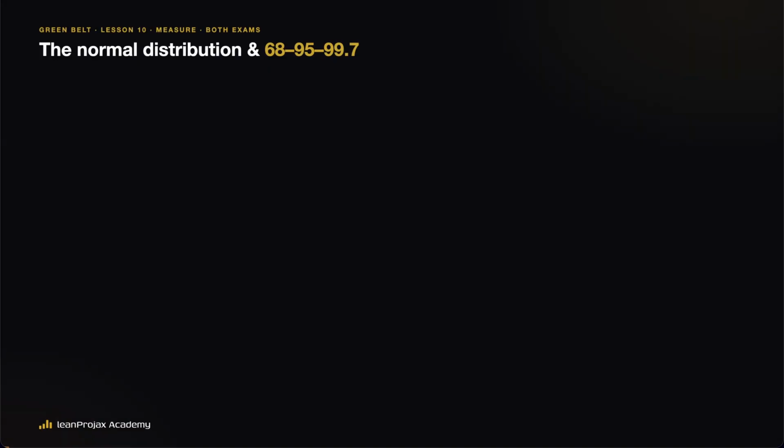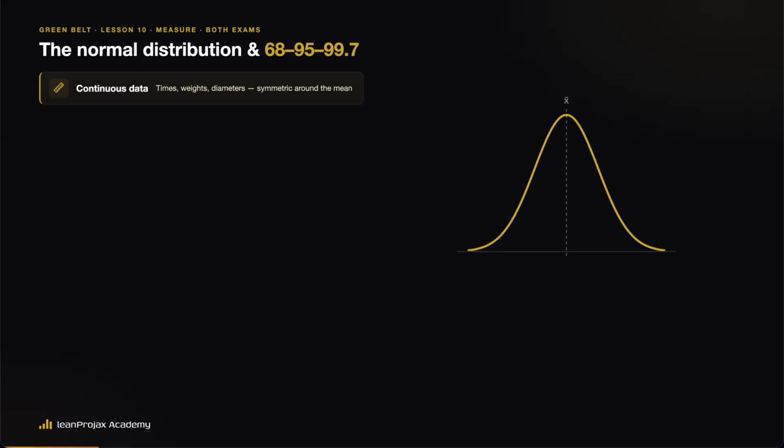Let's go. The normal distribution, the bell curve. Continuous measurements, times, weights, diameters, cluster symmetrically around the mean, and 2 numbers describe everything. The mean locates the center, the standard deviation sets the width.